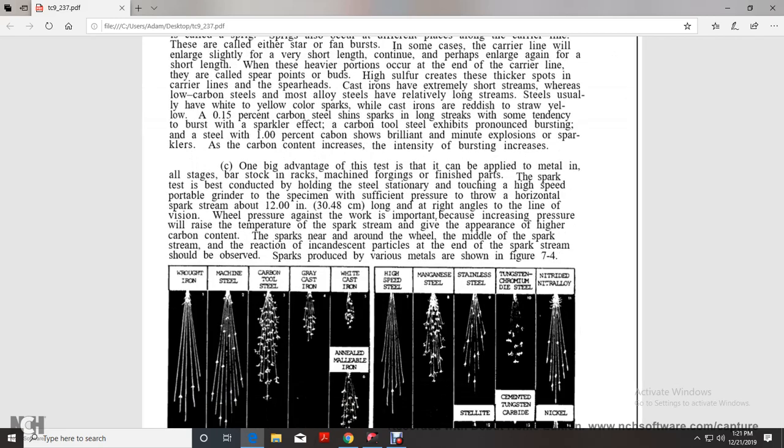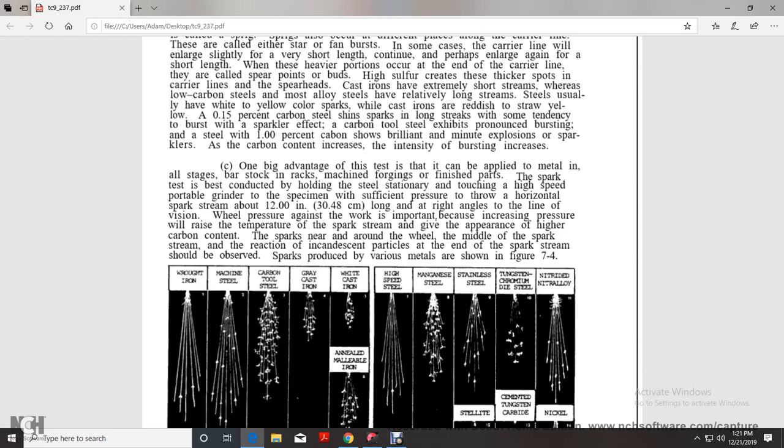One big advantage of the test is that it can be applied to metal in various forms, such as bar stock, racks, machine forgings, and finished parts. The spark test is conducted by holding the test steel stationary and touching it to a high-speed portable grinder, with sufficient pressure to throw a horizontal spark stream about 12 inches long, at right angles to the line of vision.